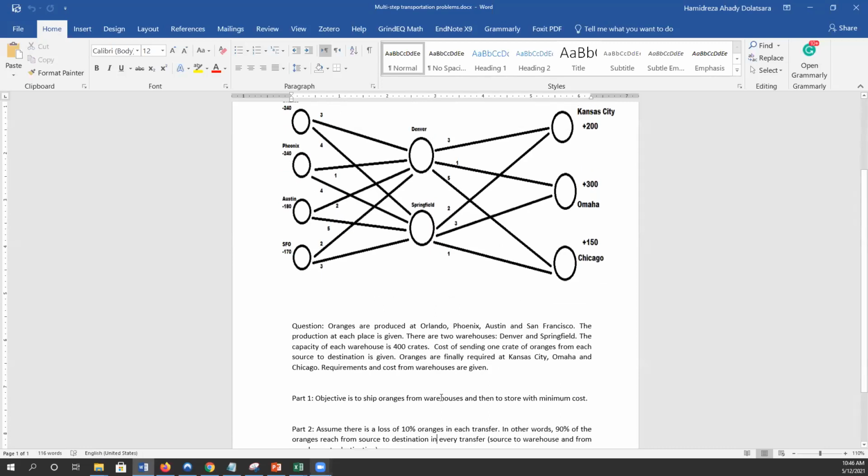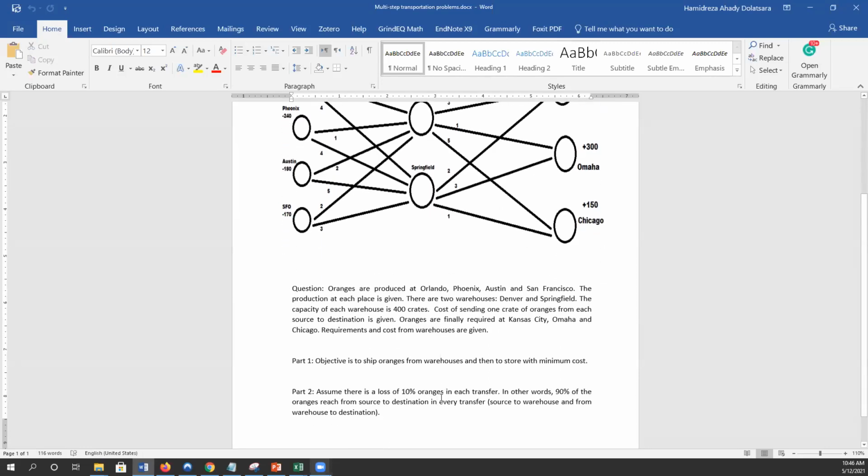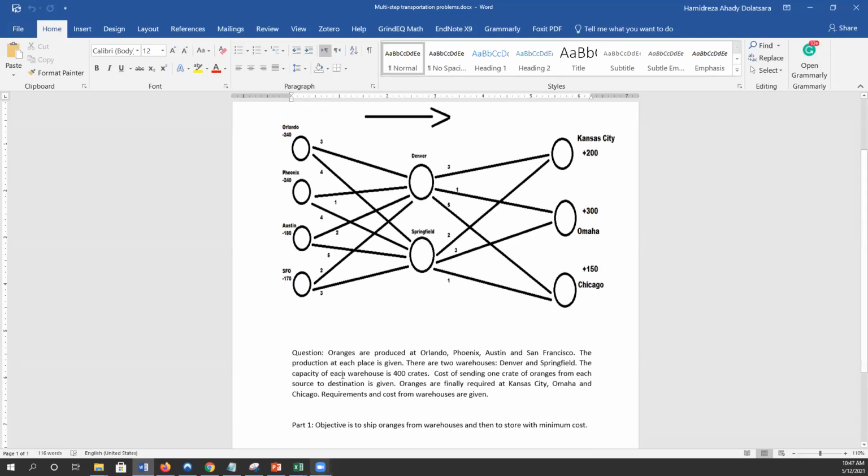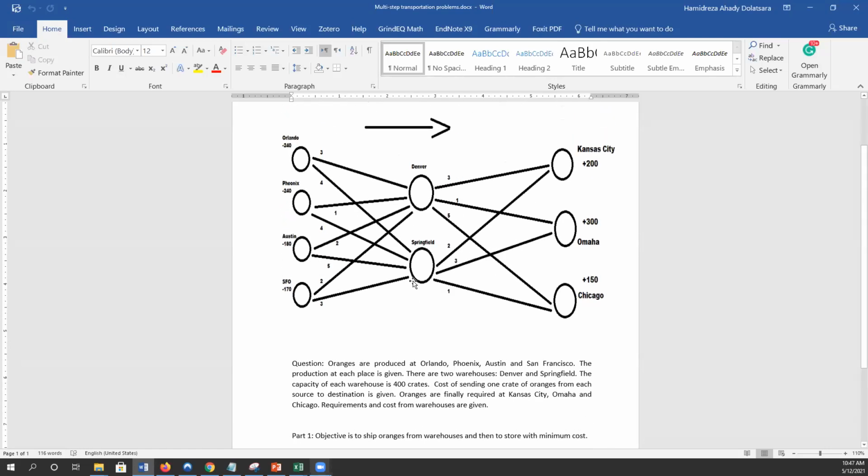Also, in this part, we should minimize cost, but now we have a 10% waste. So we should consider how we want to send them so that we fulfill our demand and just follow the constraints. Now, if you send some oranges from Orlando to one of those warehouses, it loses 10%. And from one of the warehouses to a demand node, each of these three, you also waste another 10% of your product. I give you 2 or 3 minutes to think about the problem, then I go to the solution.